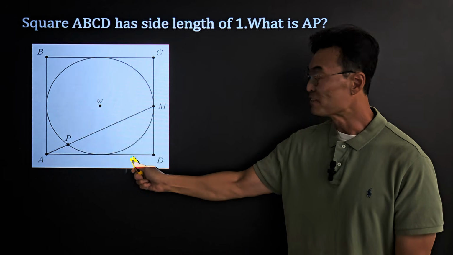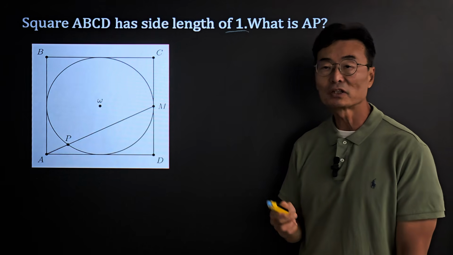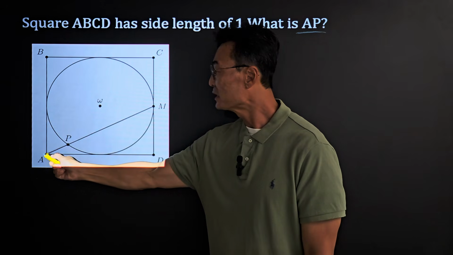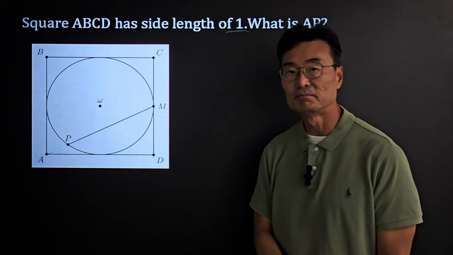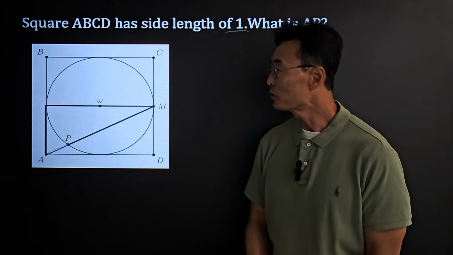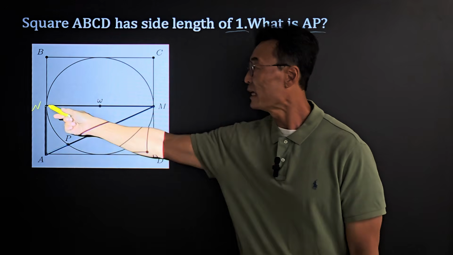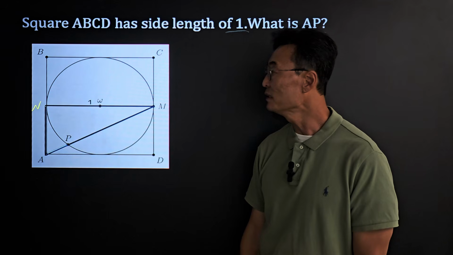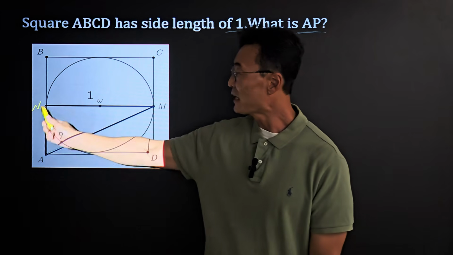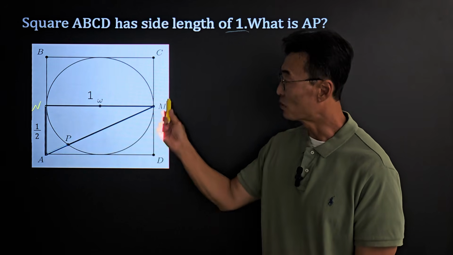Here we have a circle inside of a square, and the square has a side length of 1. We're looking for AP, or the length of it, and AP is right there. To begin with, let's draw this right triangle, and we're going to label this point N, where the length of NM across is going to be 1, since the side of the square is 1. And the length of NA is going to be 1/2, since it's half the side length of the square.